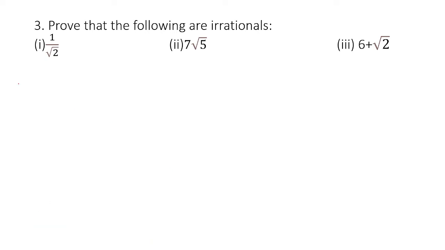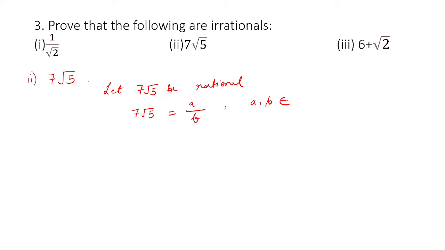Okay, so the second question that is given is, we have to show that 7 root 5 is irrational. So again, the same proof the way we have done. Okay, we'll say let 7 root 5 be rational. It's the same way we have done. Let it be rational. So if it's rational, 7 root 5 is going to be equal to a by b. Again, you can always write in bracket a, b; this symbol actually means belongs to. Okay, belongs to the integers, that means it is an integer in the sense.